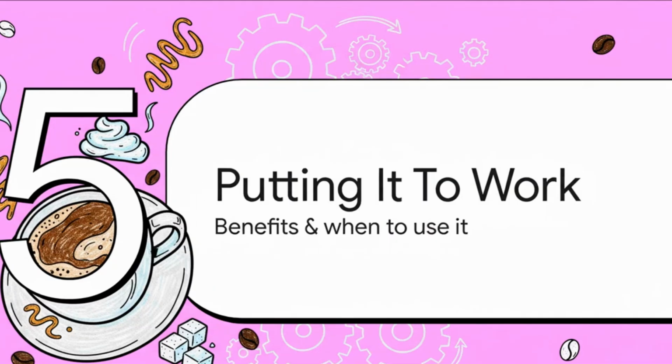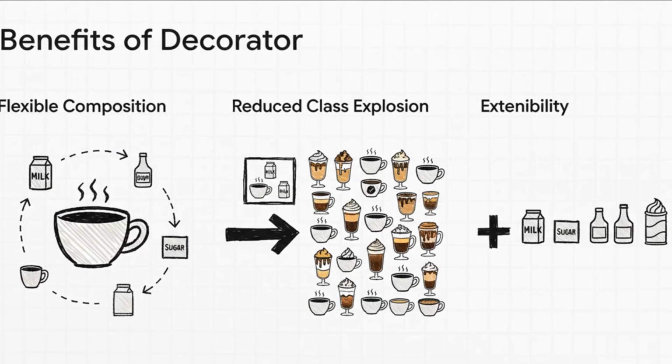All right, we've seen how it works under the hood, so let's zoom out a little and really lock in the key benefits and the exact situations where you should be reaching for the decorator pattern. So, to sum up the big wins, you get this amazing flexibility to add and combine behaviors at runtime. You totally dodge that class explosion nightmare we saw with inheritance, and your code becomes so much more extensible.